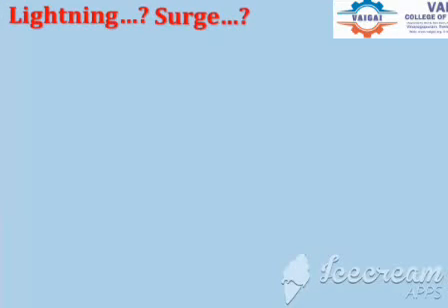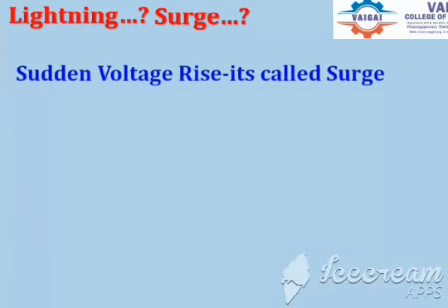So the difference between lightning and surge is that lightning is the over voltage produced by the clouds, or between the clouds and the earth. Surge is a sudden deviation of voltage, up to high or down to low. Sudden discharge of voltage to high, or sudden discharge of voltage to low level. Both of them are called surge. Sudden voltage rise is called surge.